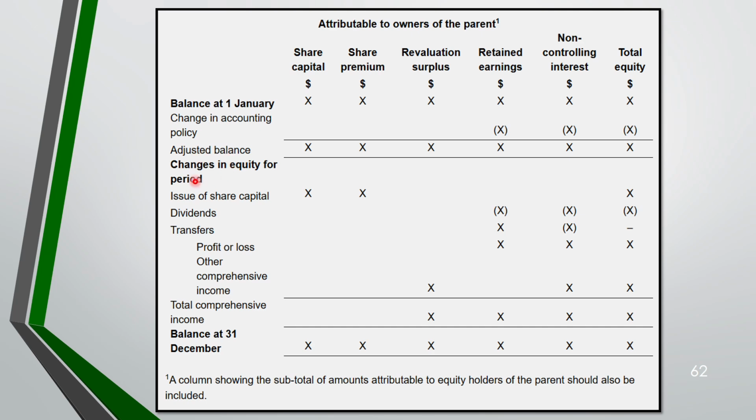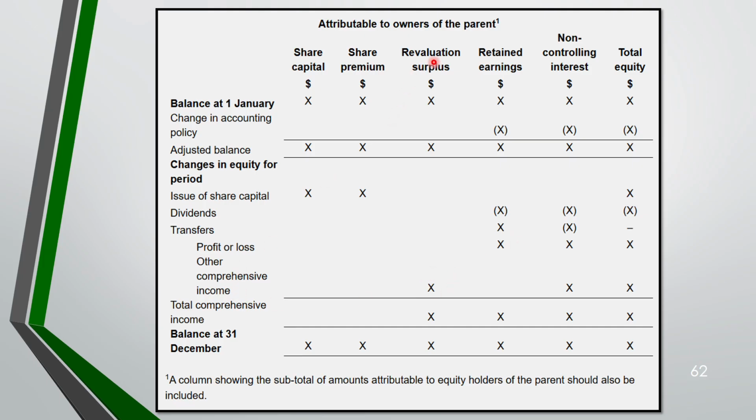Then comes the changes in equity for the period. So we start with the issue of share capital. Share capital can affect your share capital and share premium and hence total equity. Then comes dividend. Dividend we deduct from retained earnings and NCI and the total equity. And then the transfer to profit and loss and comprehensive income. So profit and loss will affect your NCI and retained earnings, and other comprehensive income will have revaluation surplus that is affected and NCI. Retained earnings is mostly to do with profit and loss, not other comprehensive income.